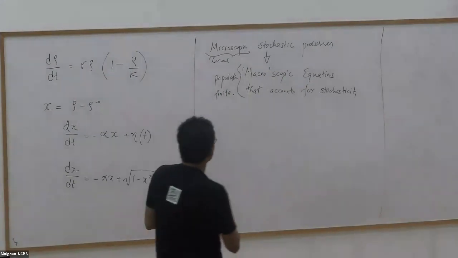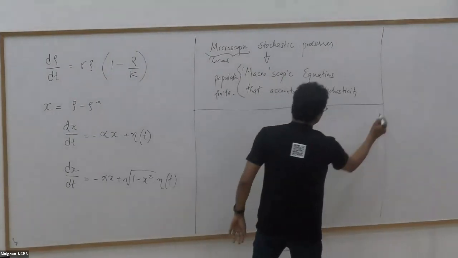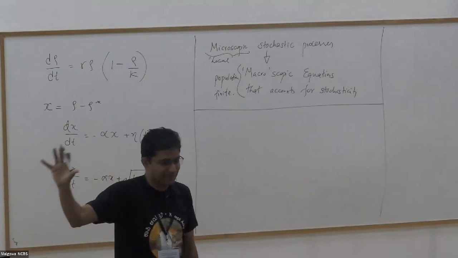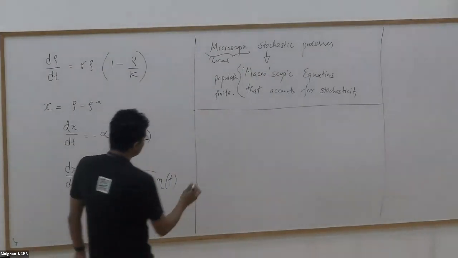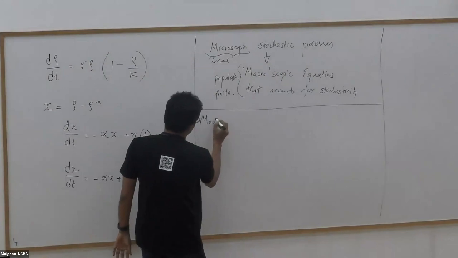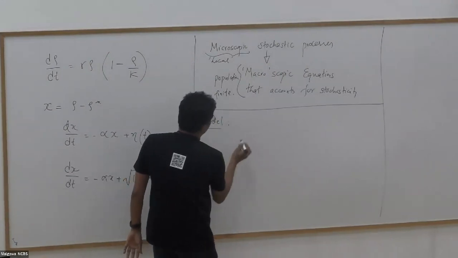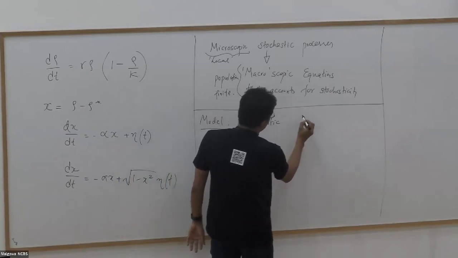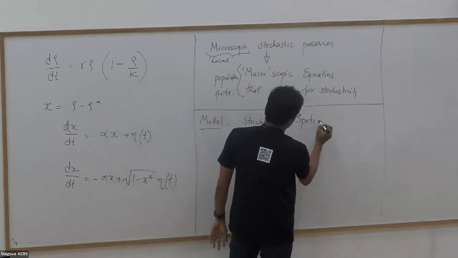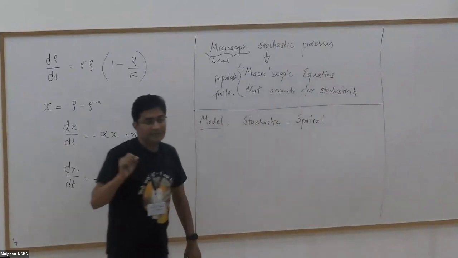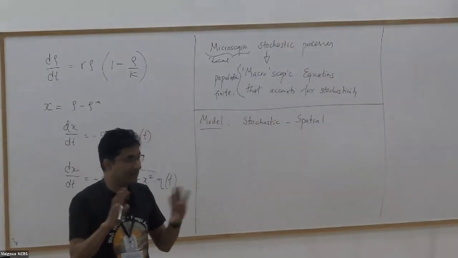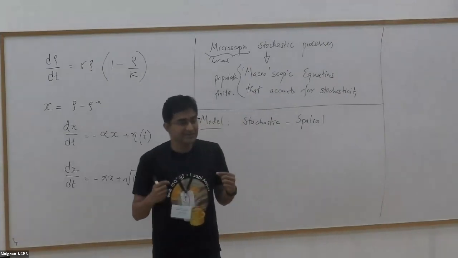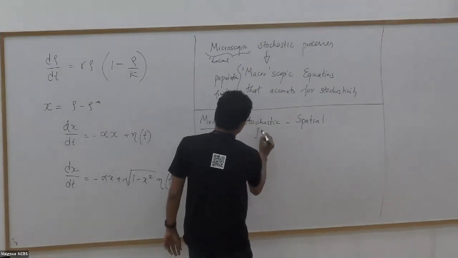To do that, what I will do is introduce a model, because I can do a general framework, but that probably becomes very mathematical. So I will first introduce a model which is stochastic and spatial. Which means it has two very interesting and important biologically realistic components. In addition, I will also treat individuals as discrete.